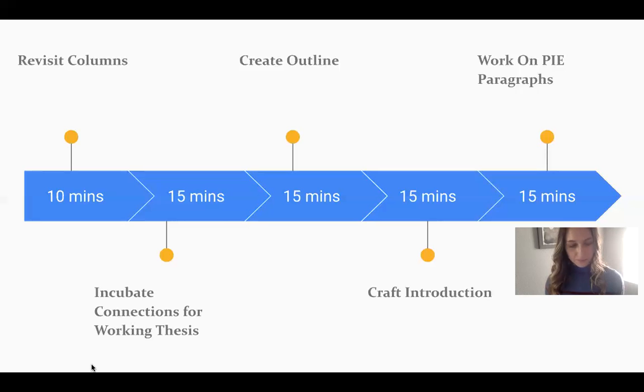Create that outline, even with nothing in it, right? Just the bones of it. It has so much value, and it really helps with accountability.